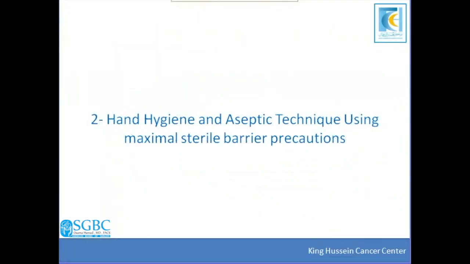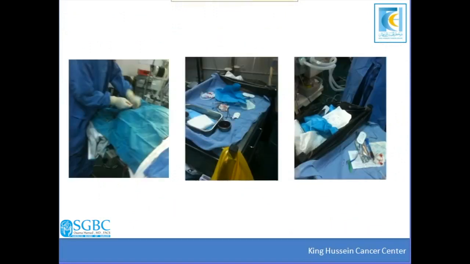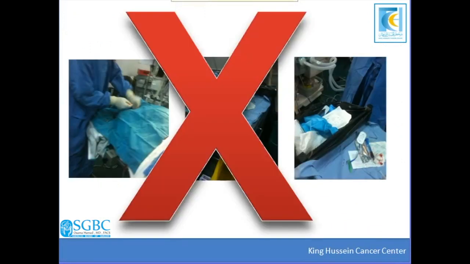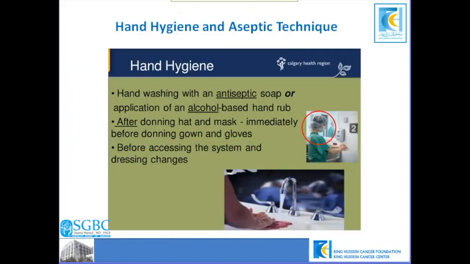Number 2 is the hand hygiene and skin cleaning with chlorhexidine. I think this practice is not allowed anymore at KHCC. We have to be careful. We have to have a full drape that covers everything. We have to cover the whole patient, cover the tray, and we can't allow breaking in maximal barriers. We have the supplies, and I think we're ready to implement that.